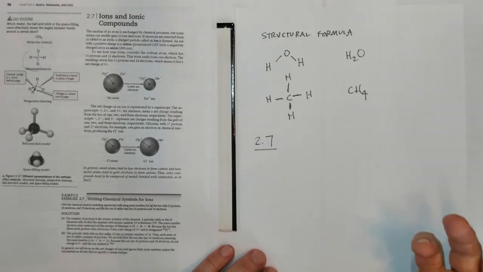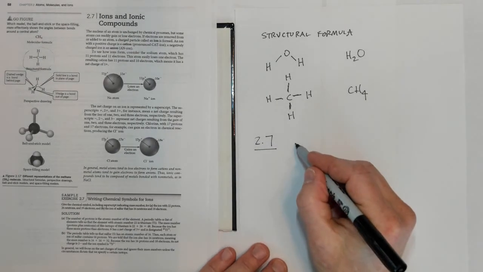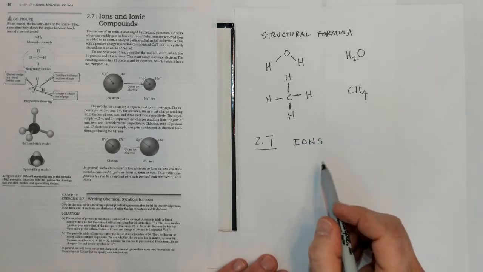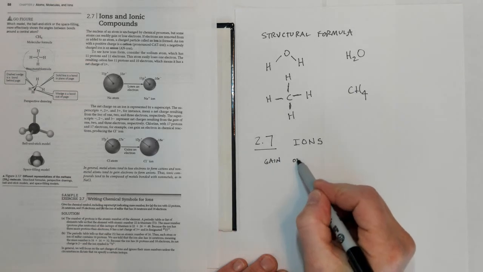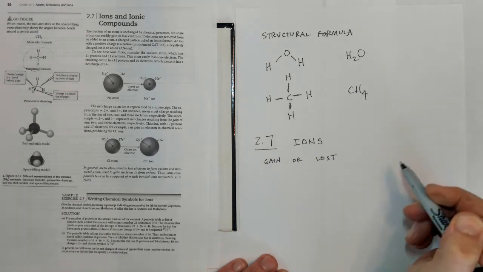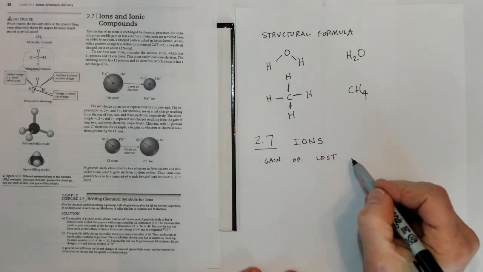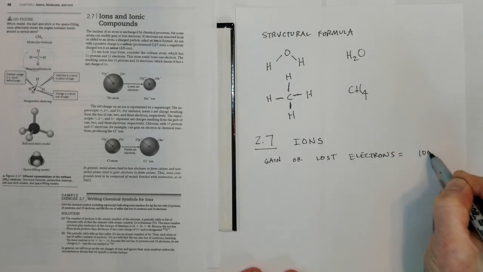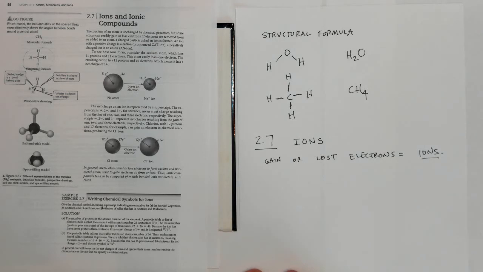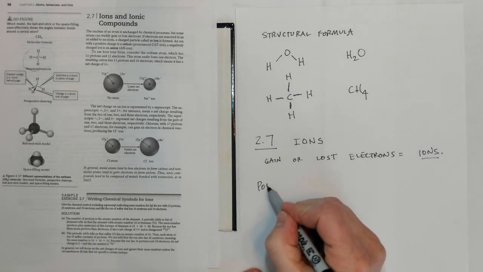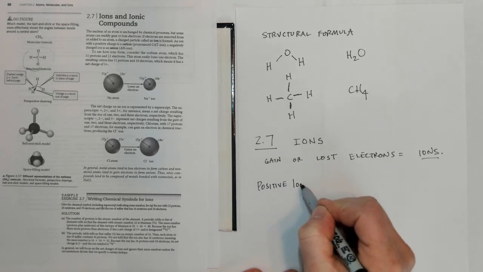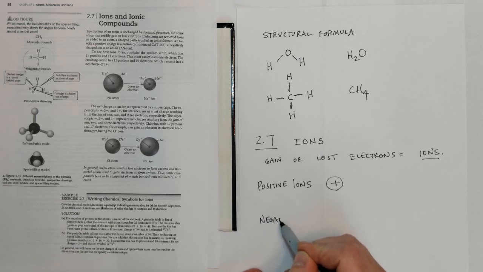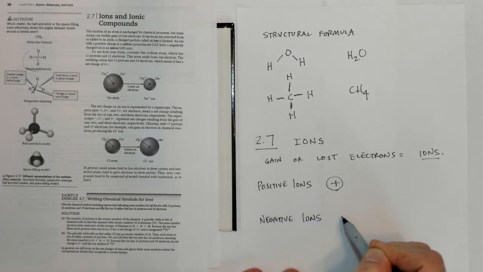Well, once we know a little bit about formulas, we can now talk about when they gain or lose electrons. And these things that have gained or lost electrons have a fancy name in chemistry. Things that gain or lose electrons are called ions. I-O-N-S. Now there are positive ions, ones with a positive charge, and there are negative ions, ones with a negative charge.